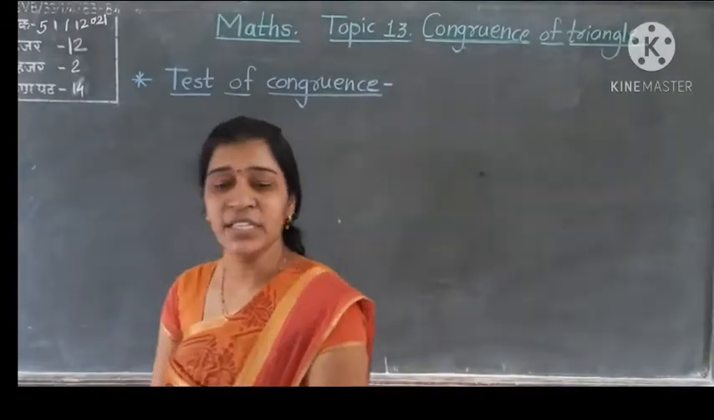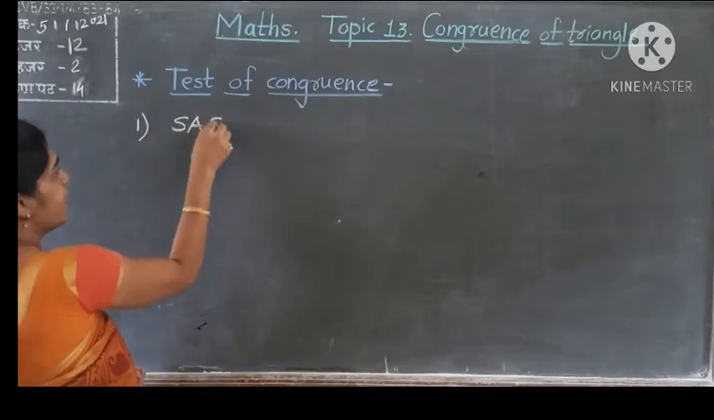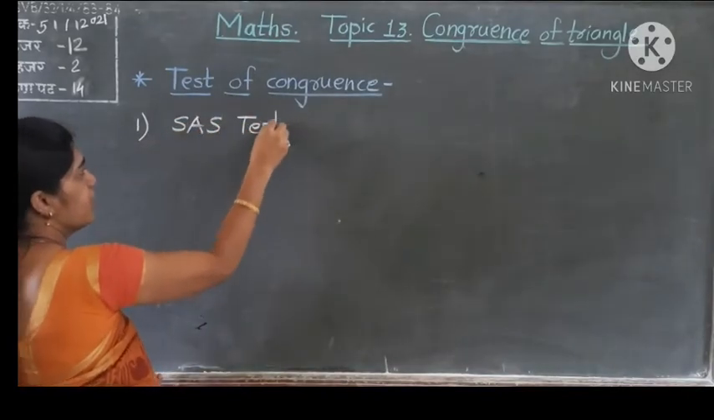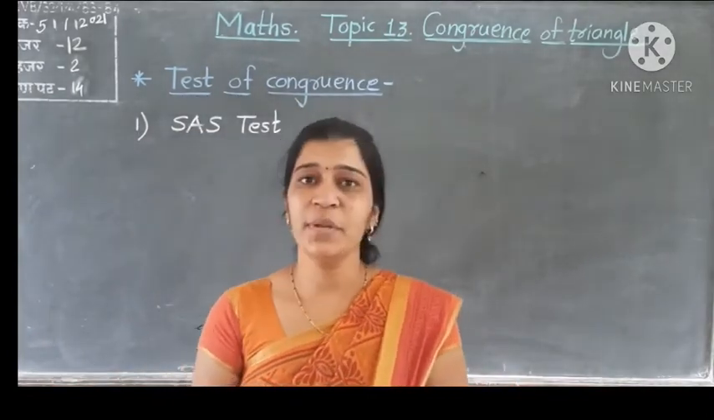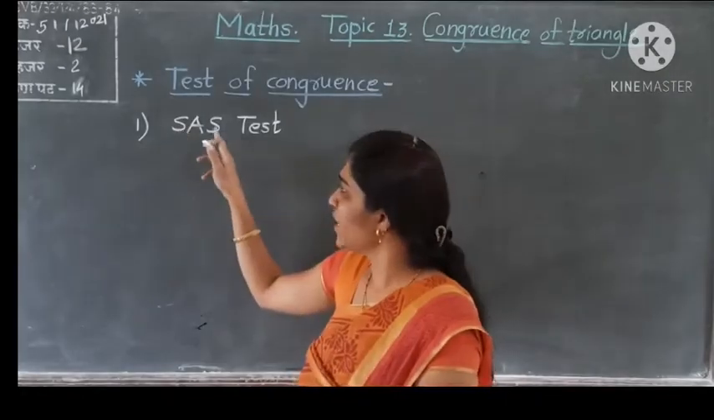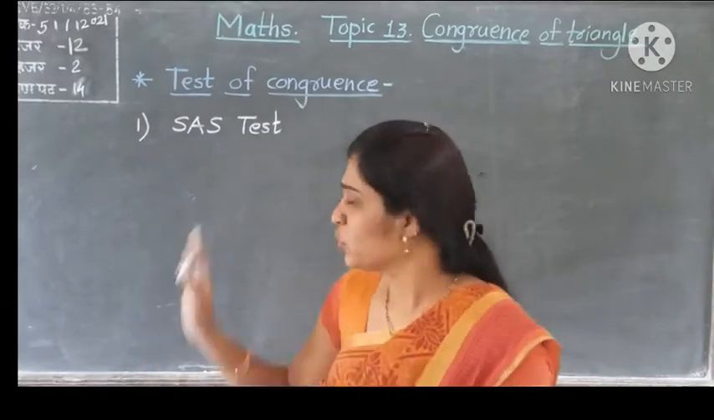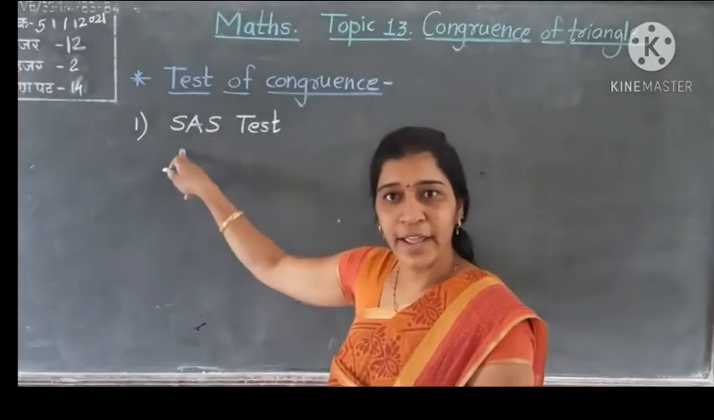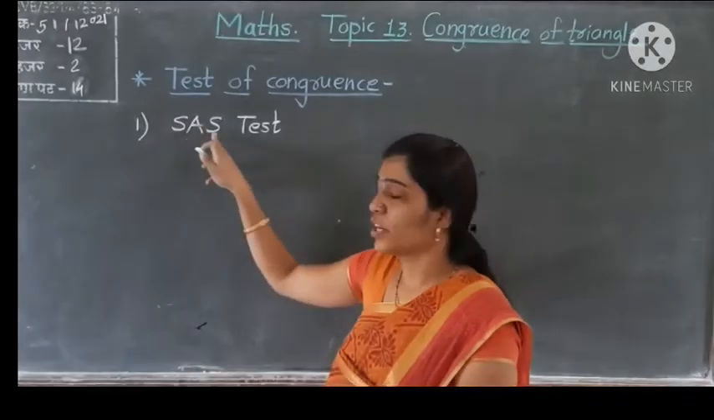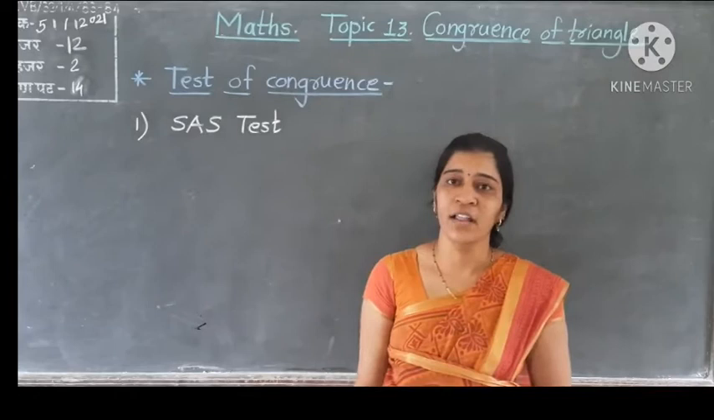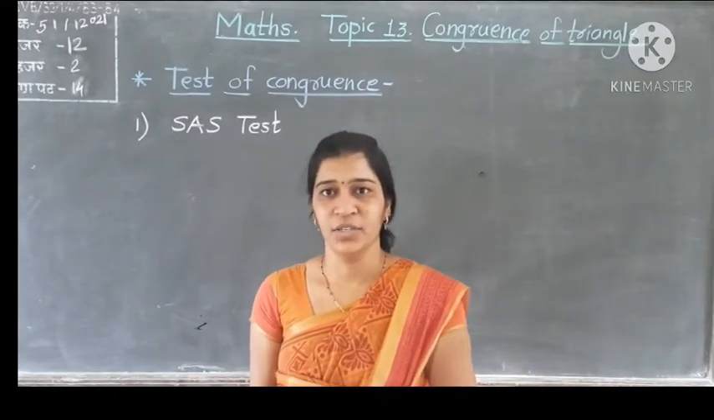What are the tests we had seen? First test we had seen is the SAS test. What is meant by the SAS test? Two sides and included angle. We define that test as: if two sides and the included angle of a triangle are congruent with two corresponding sides and included angle of the other triangle, then the two triangles are congruent with each other.